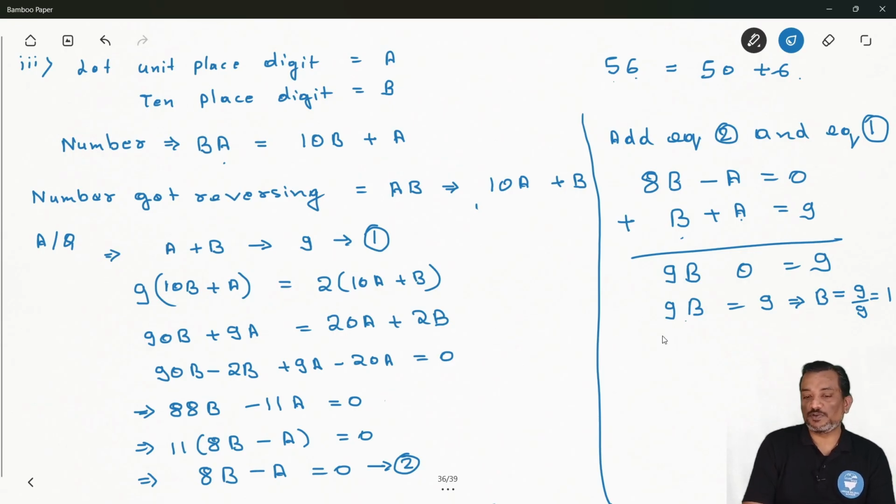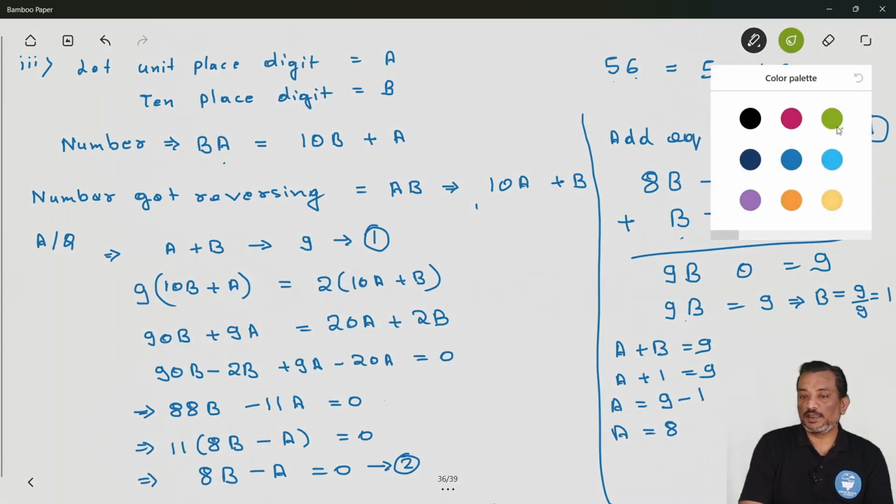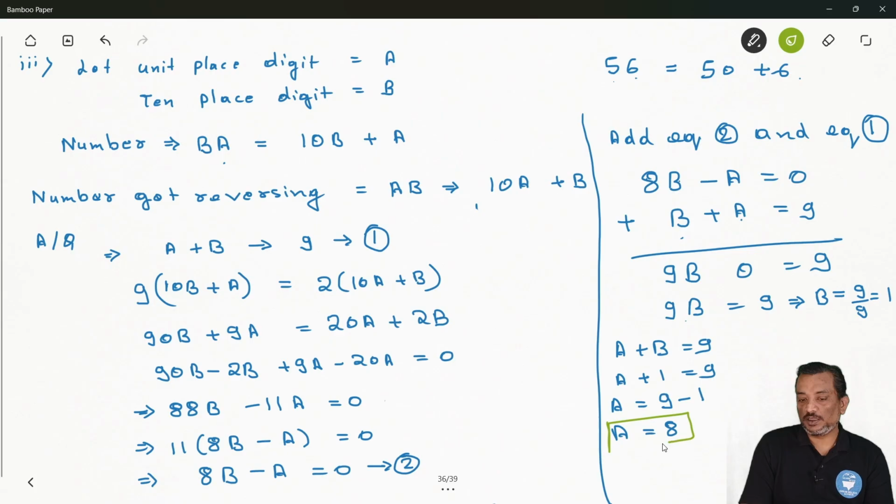Let me substitute in the first equation. So a plus b is equal to 9. Now you can say a plus 1 is equal to 9. So a is equal to how much you will get? 9 minus 1. So a is equal to how much you got? 8. So you can get here a is equal to 8 and b is equal to 1.